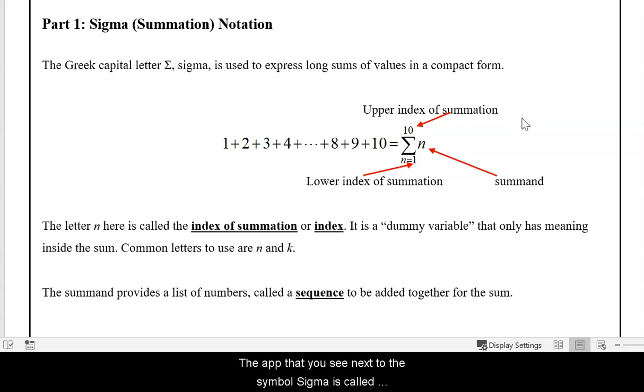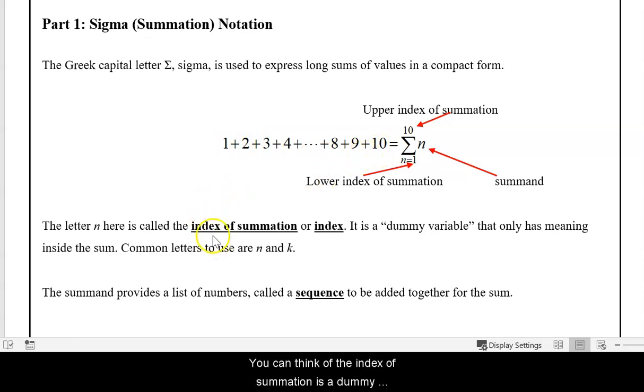The n that you see next to the symbol sigma is called the summand. Again, this is the thing being summed up. n in this case also corresponds to the index of summation. That means that we're going to plug in the value for the index of summation one at a time and add these together. This notation here on the right represents the sum of the numbers from 1 to 10.